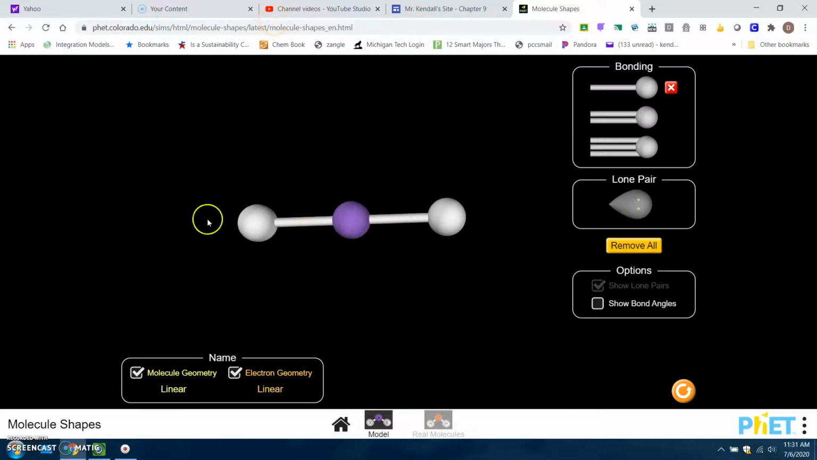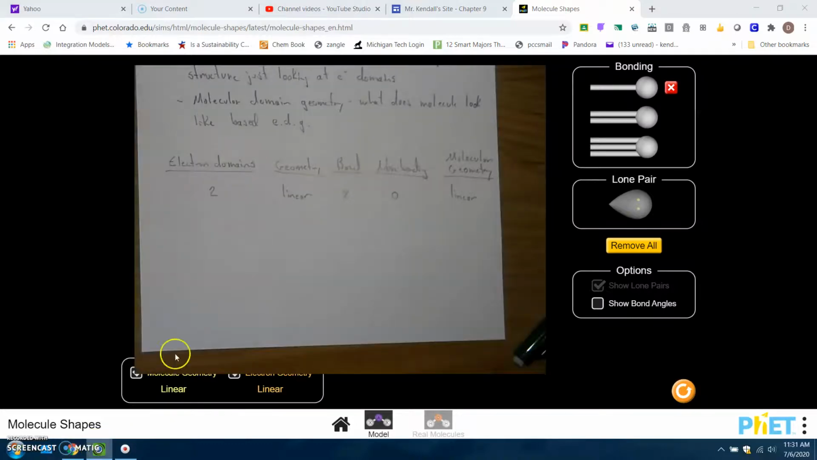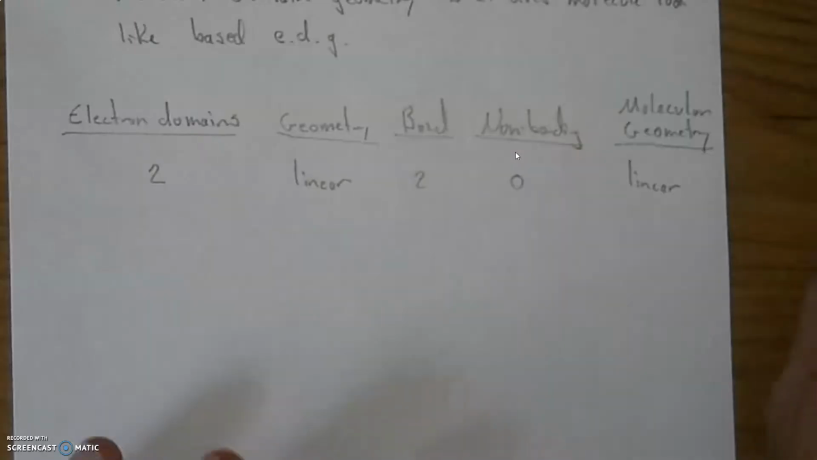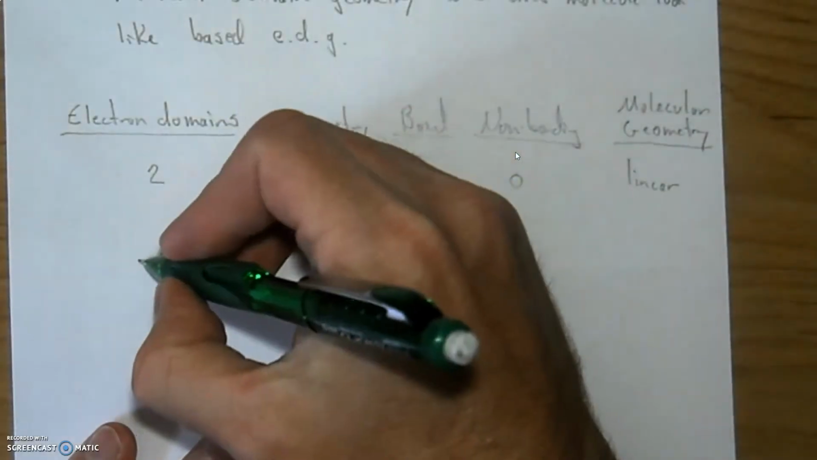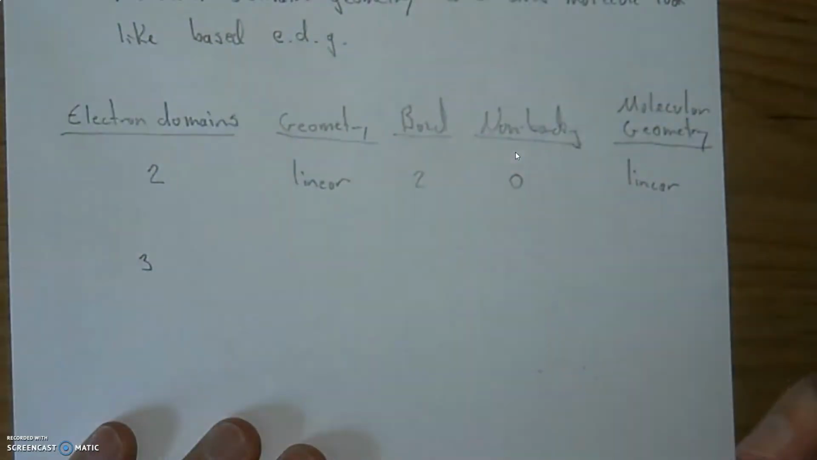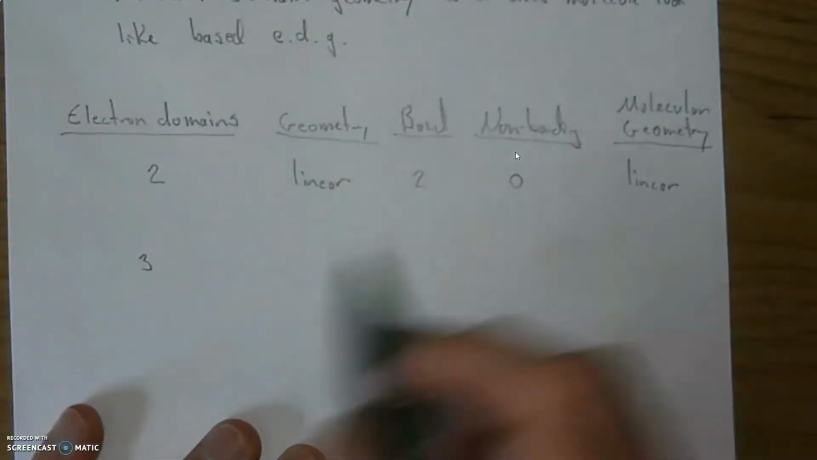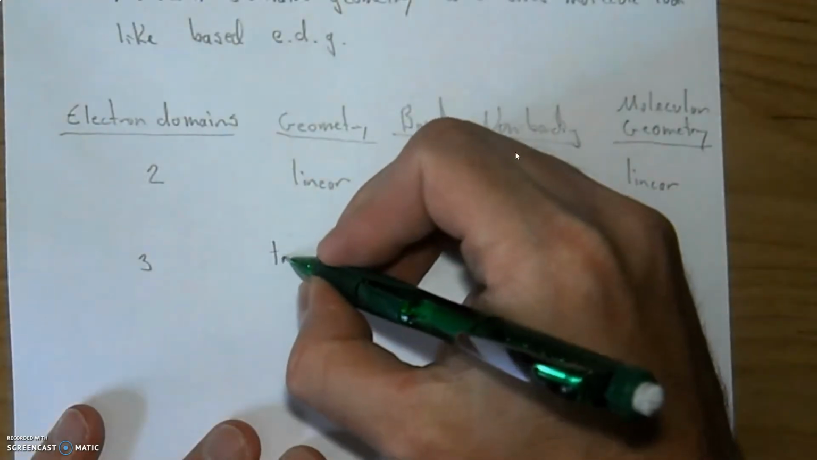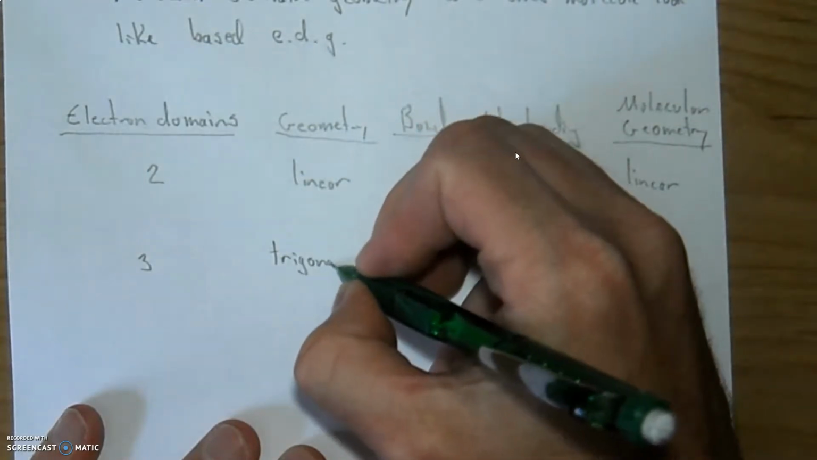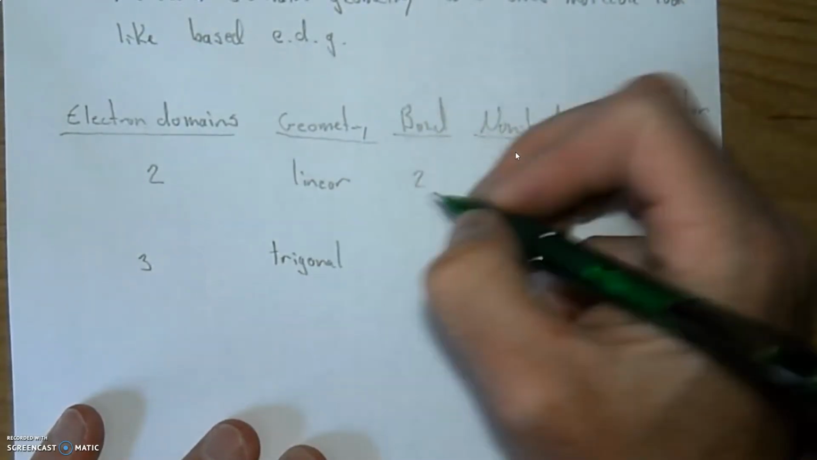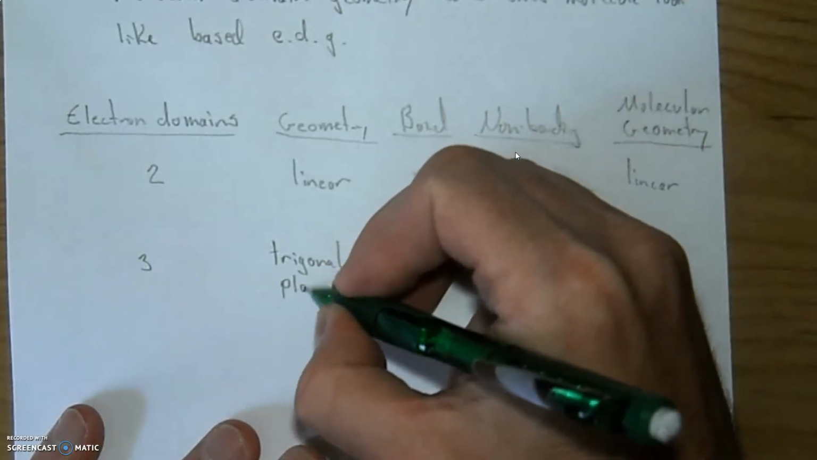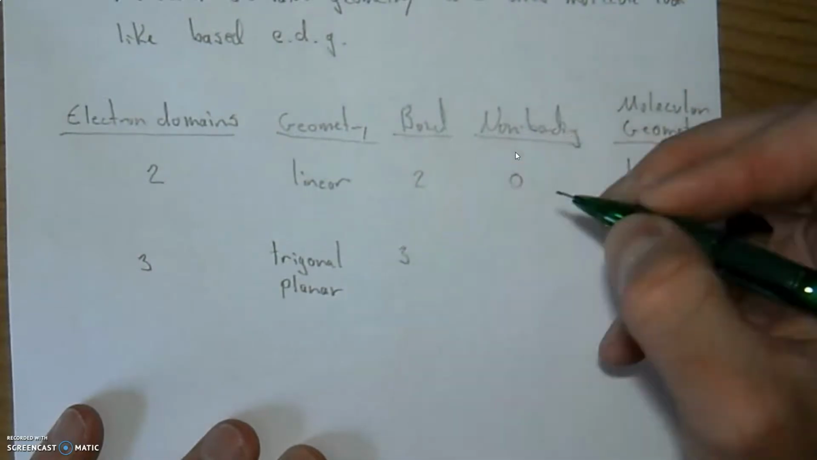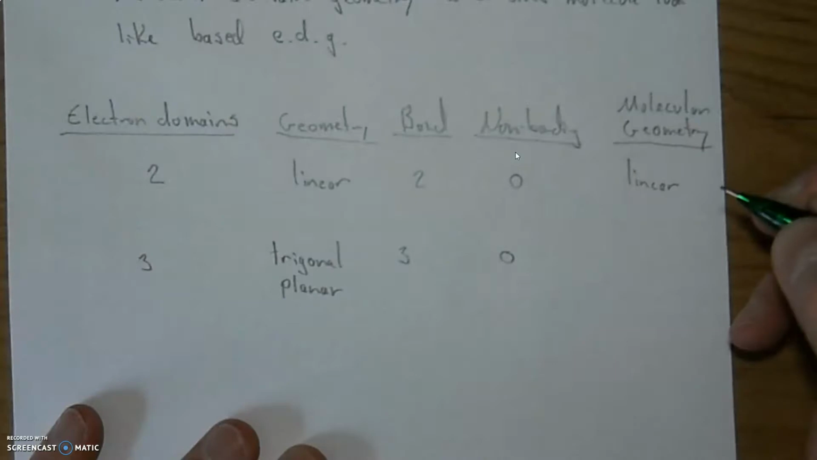Okay, let's bounce back over to our notes. Blow this up. And we will do 3 electron domains. So if I have 3 locations in which electrons are found, period, I'm going to say that the shape is trigonal planar. And I'll put that below. Trigonal planar. And my first example will be 3 bonded pairs and 0 non-bonding pairs.